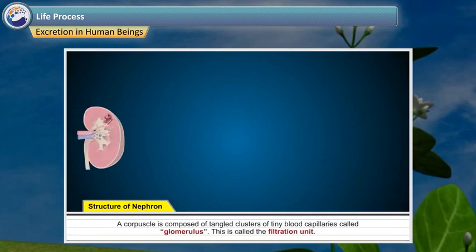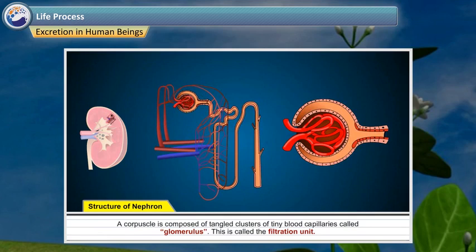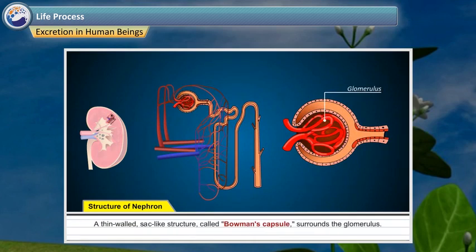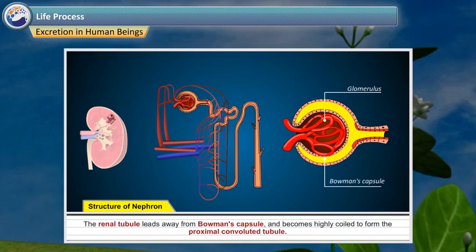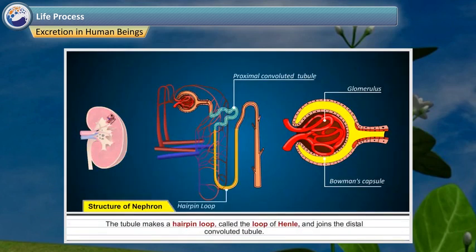Structure of nephron. A corpuscle is composed of tangled clusters of tiny blood capillaries called glomerulus. This is called the filtration unit. A thin-walled, sac-like structure called Bowman's capsule surrounds the glomerulus. The renal tubule leads away from Bowman's capsule and becomes highly coiled to form the proximal convoluted tubule. The tubule makes a hairpin loop called the loop of Henle and joins the distal convoluted tubule.